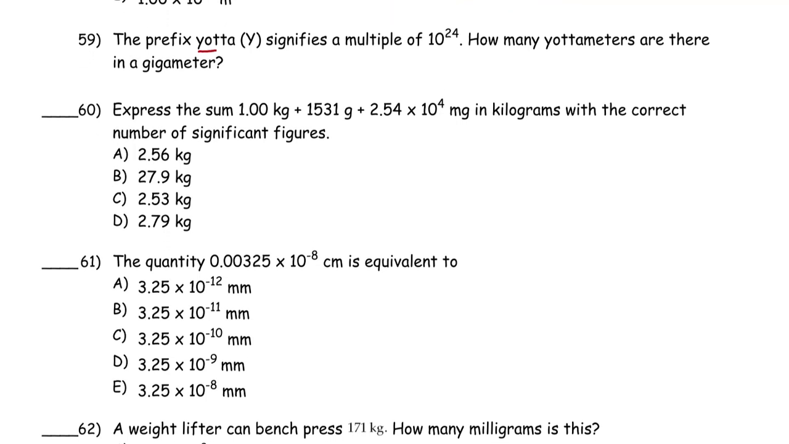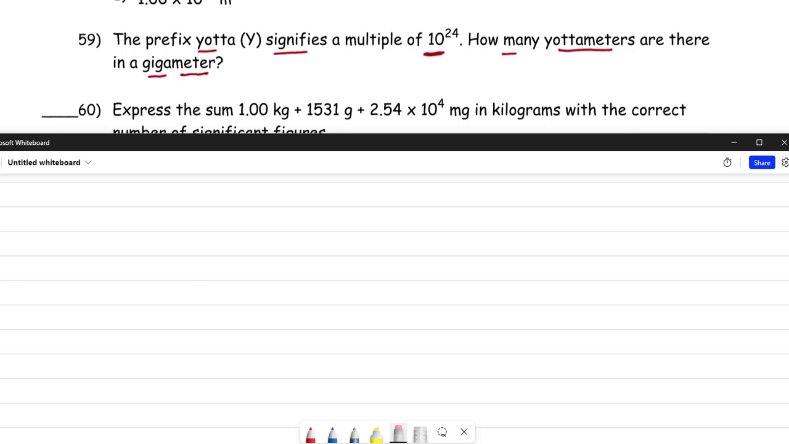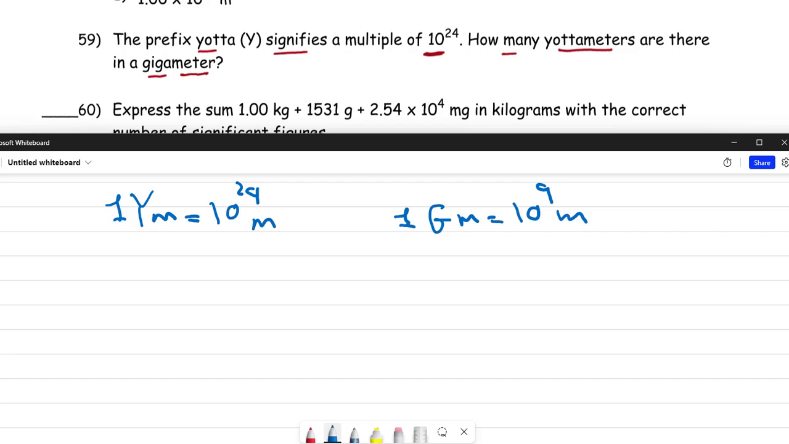The prefix yotta signifies a multiple of 10 power 24. How many yottameters are there in a gigameter? Let's solve it together. You know that, as he said, 1 yottameter equals 10 power 24 meter. And you know that 1 gigameter equals 10 power 9 meter. So he wants to convert gigameter. How many yottameter are there in a gigameter?